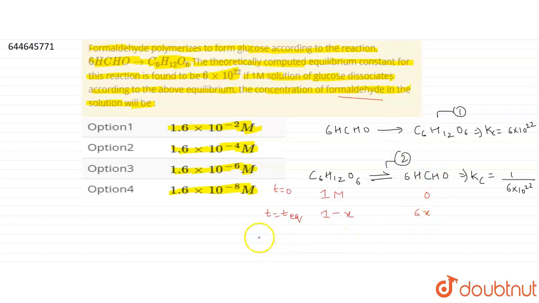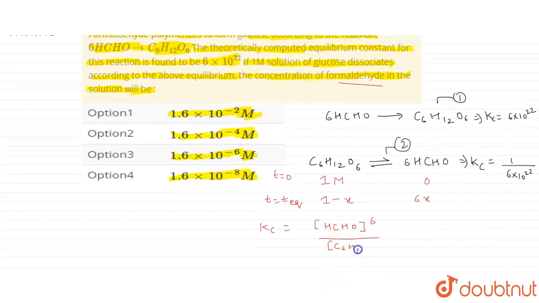Okay, so the expression of Kc for this equilibrium will be the concentration of formaldehyde, that is HCHO, to the power of its stoichiometric coefficient, that is 6, divided by the concentration of glucose, that is C6H12O6, to the power 1, because we have the stoichiometric coefficient of glucose as 1. So the Kc expression will be like this.